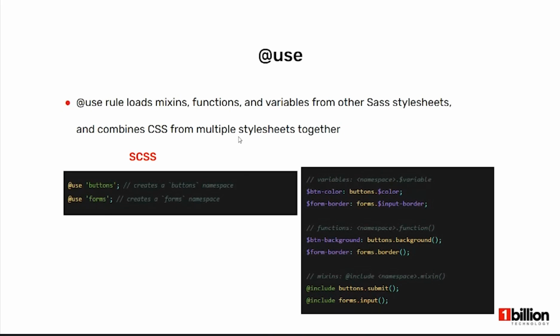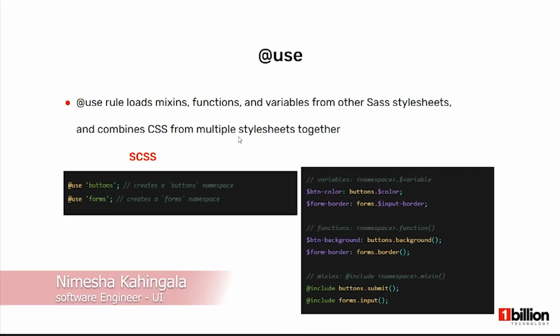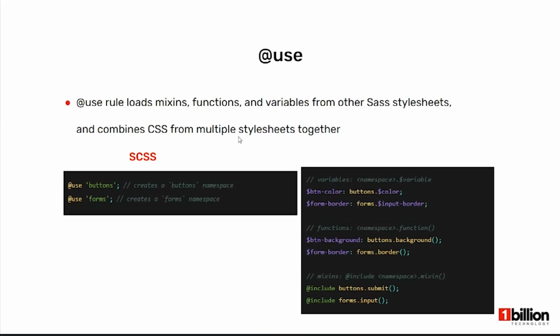And this avoids name conflicts and allows us to access members from both files using the namespace as shown in the example. For example, if you want to access the color member defined in the button SCSS file, you can refer to it as button.color.